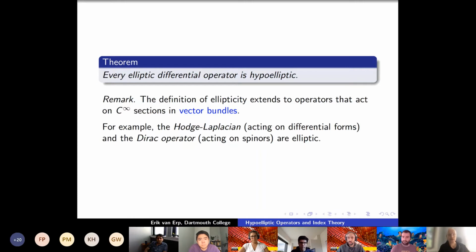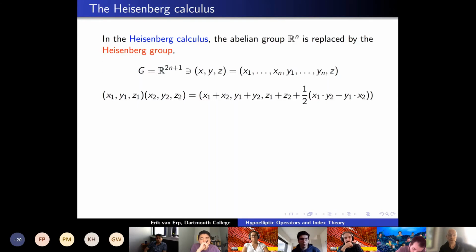Thanks. All right. So this was mostly meant as a motivation for what comes next. Elliptic operators are hypoelliptic, but the interesting hypoelliptic operators on contact manifolds are, of course, not elliptic. That's why we talk about hypoelliptic. So what I want to do next is to discuss which hypoelliptic operators are relevant for the study of contact manifolds, and this involves what is called the Heisenberg calculus.